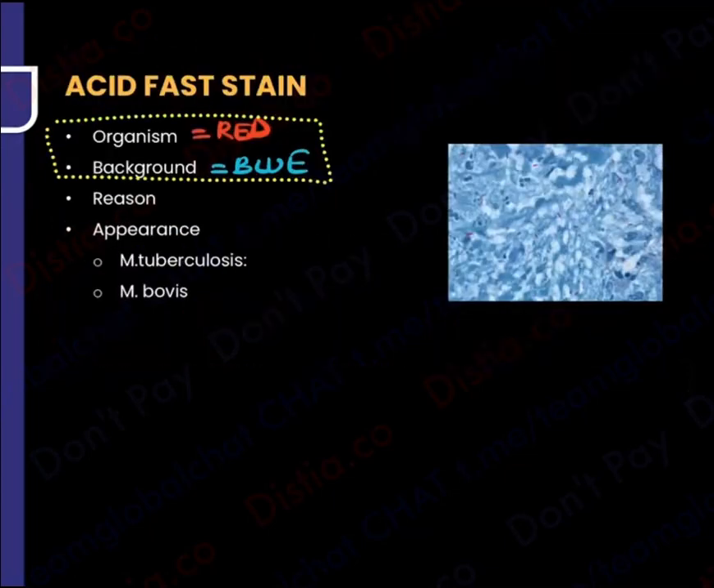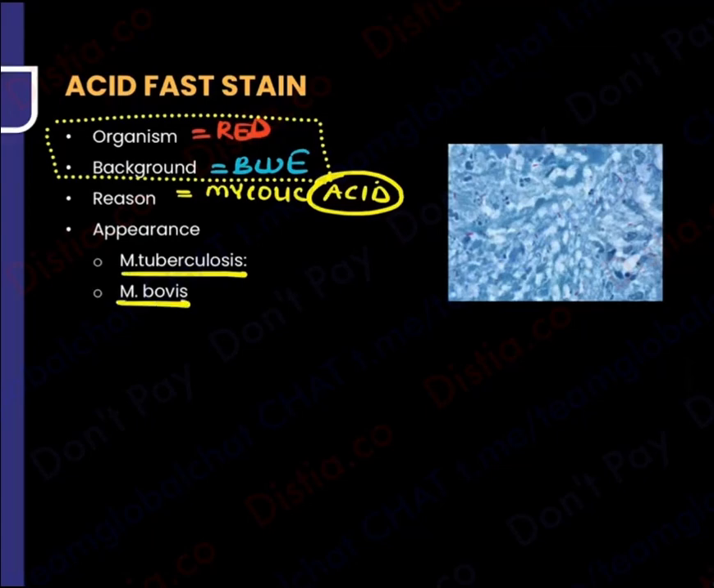So now I want to ask you, why is this acid fast? What is the reason for acid fastness? I had already told you the reason is mycolic acid. The reason is mycolic acid. So tell me one thing, there is something called MTB, but it has a cousin brother, that is something called M. bovis. Okay, so this is what I'm going to come to.